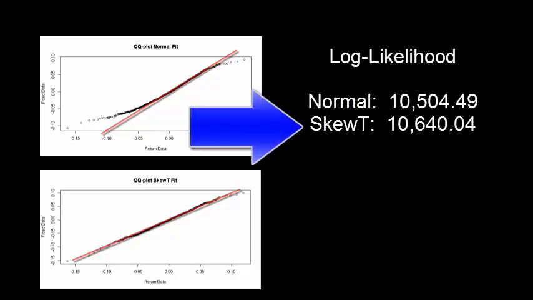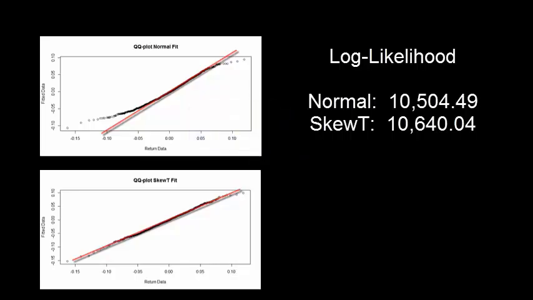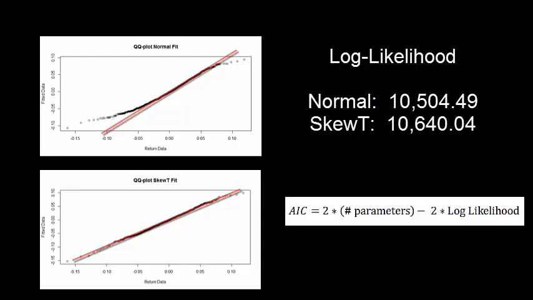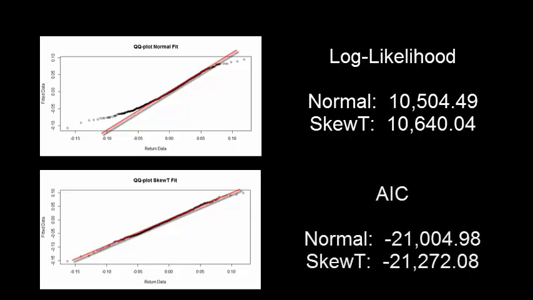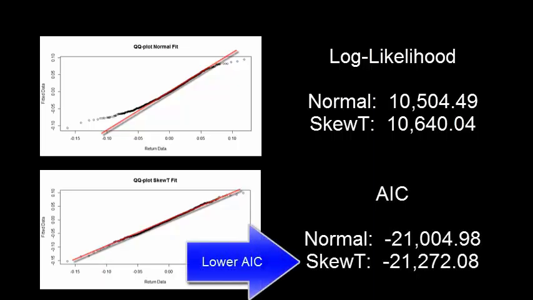Sometimes, however, simpler is better. While the skewed t-distribution fits better, it is a more complex model using 4 parameters instead of 2. Other metrics, such as the Akaike Information Criterion, or AIC, will account for more complex models. For AIC, lower numbers are better, and while the skewed t-distribution is more complex, the extra complexity is worth it for this example. This completes the fitting distributions tutorial.